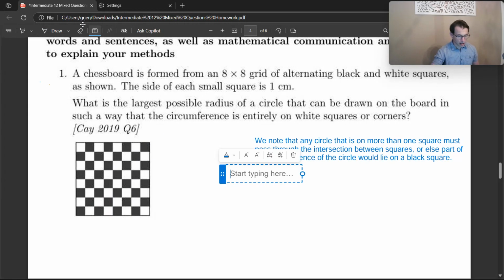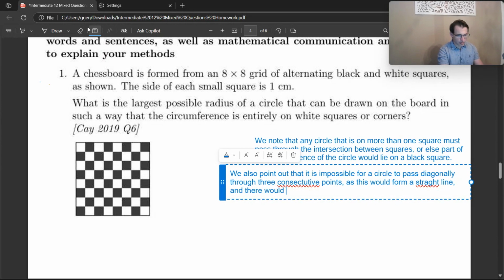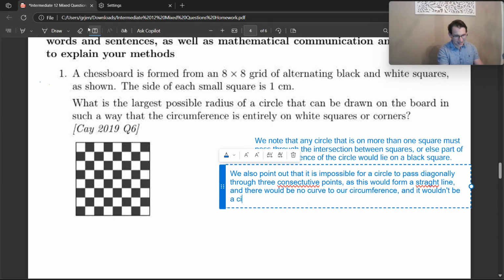And we should say, we also point out that it is impossible for a circle to pass diagonally through 3 consecutive points, as this would form a straight line and there would be no curve to our circumference. And it wouldn't be a circle. It seems obvious. Of course it's obvious, but I like to say the obvious just so I make sure I get all the points. Consecutive. Straight should be spelt correctly. That's a math word. All right, let's go.